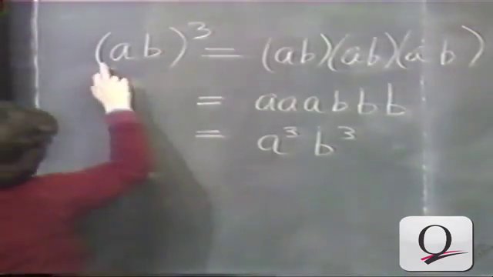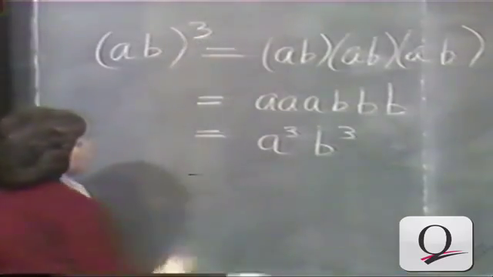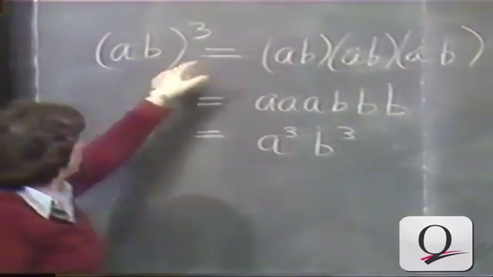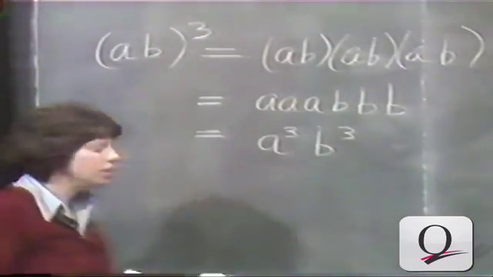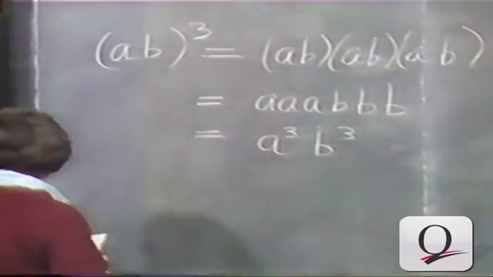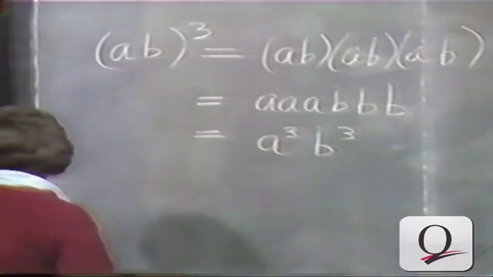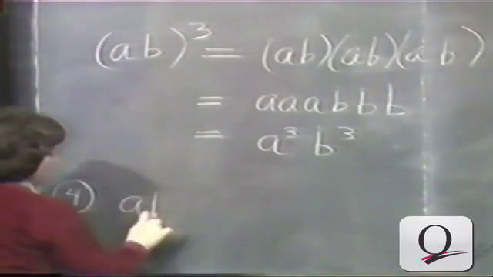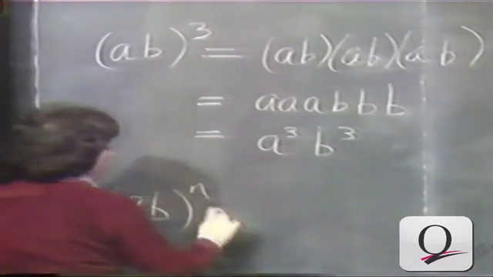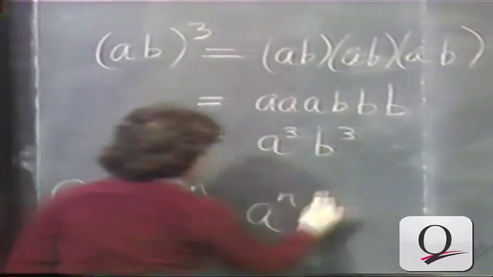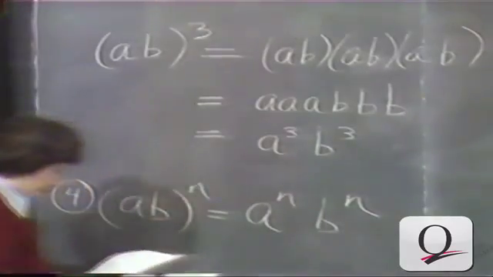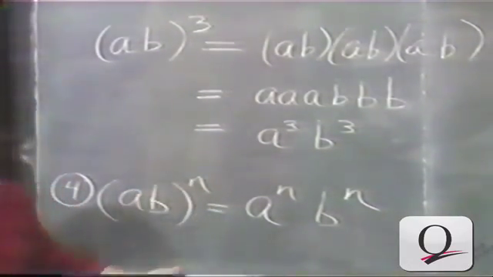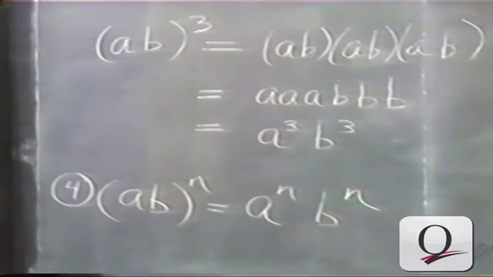Okay, notice this. We have ab, a product to a power. And what we got was each factor raised to that power. ab cubed is a cubed, b cubed. And this gives us the 4th rule for working with exponents. ab to the nth power is a to the nth power times b to the nth power. Once again, the power here we're talking about is a positive integer, but this will later on be relaxed.